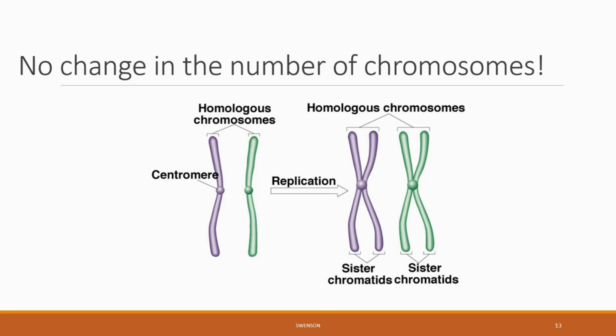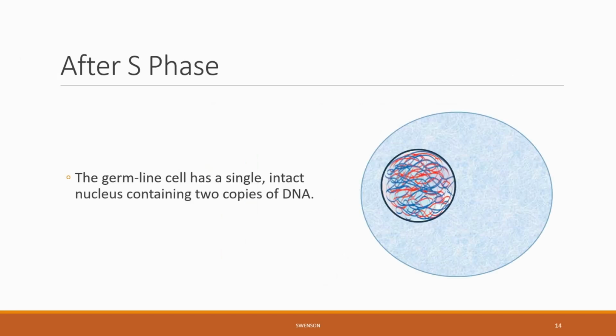We instead made four sister chromatids that are attached by the centromere. And we have each one of the sister chromatids listed at the bottom. The DNA does not quite look as neat in S phase, though. The germline cell has a single intact nucleus containing two copies of DNA, but the DNA is in the form of chromatin.